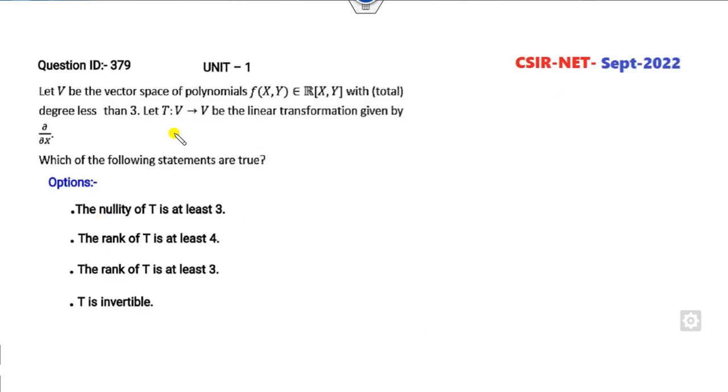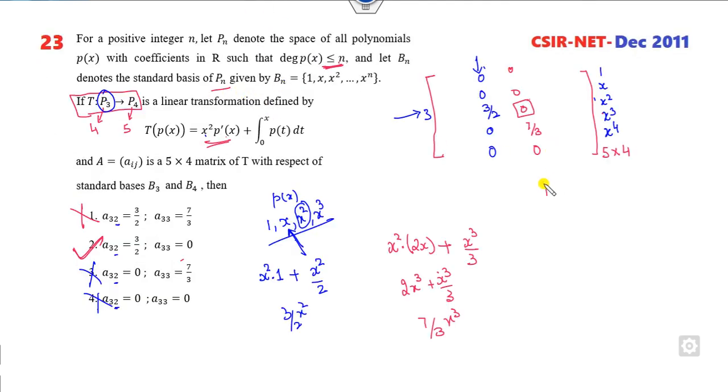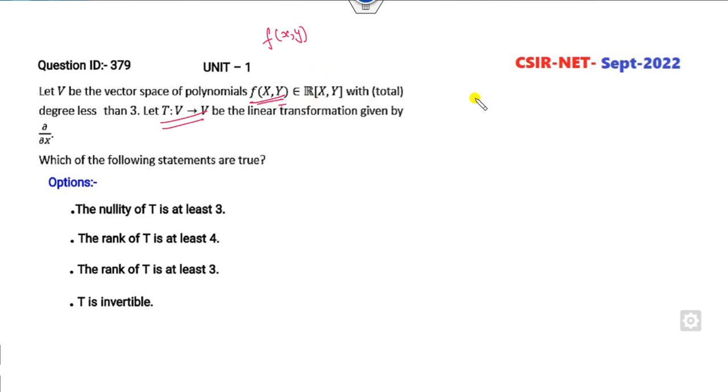Look at one more example here. Again the transformation is given to you, but here it is in the form of x, y. In the previous case you had a polynomial of degree n, so the dimension was n plus 1. But here it is a function of two variables. When you have a function of a single variable, the dimension of the polynomial space is n plus 1. But when you have a function of two variables, the dimension will be (n plus 1)(n plus 2) divided by 2.